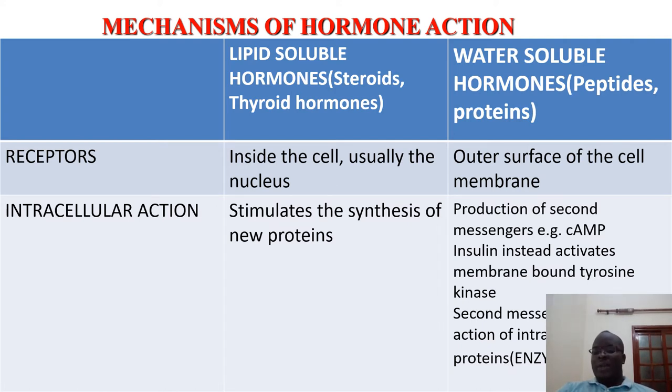Second messengers like cyclic AMP, or cAMP. Insulin instead activates the membrane bound tyrosine kinase. So if insulin binds, there will be activation of insulin substrates that will also activate enzymes like tyrosine kinase, and the tyrosine kinase will bring about other second messengers. These second messengers will modify the action of intracellular proteins like enzymes, like protein kinase A that is modified by cyclic AMP and other second messengers, as a result of the hormones interacting with the receptors. So this is the action that you'll see inside of the cell.